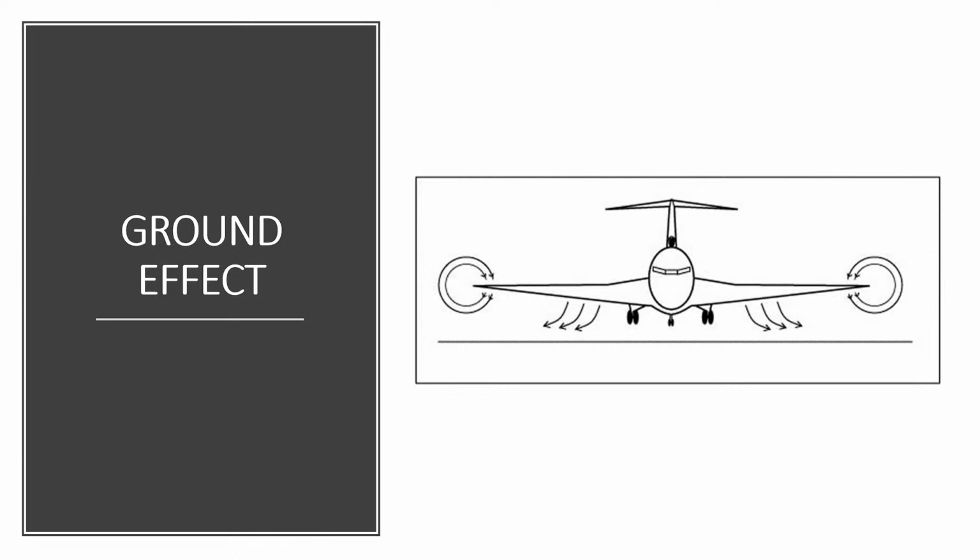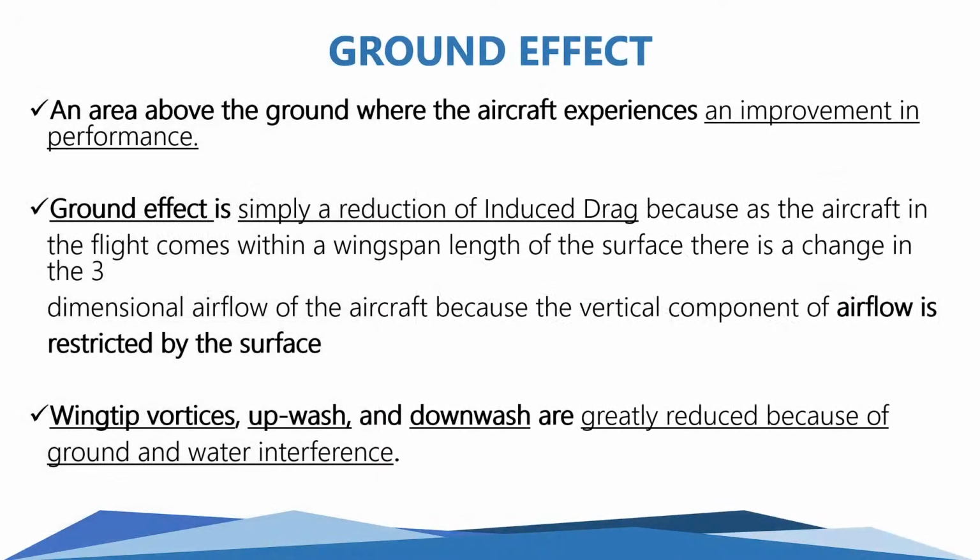an approach to land. So this is really an area, as I said before, that once you're above the ground within one wingspan, you're going to get improved performance. And ground effect is, as I said, simply a reduction of induced drag, because as the aircraft in flight comes within one wingspan of the surface, there's a change in the three-dimensional airflow.